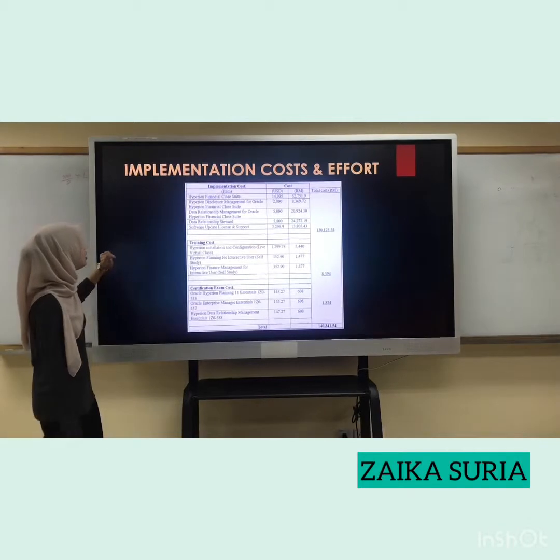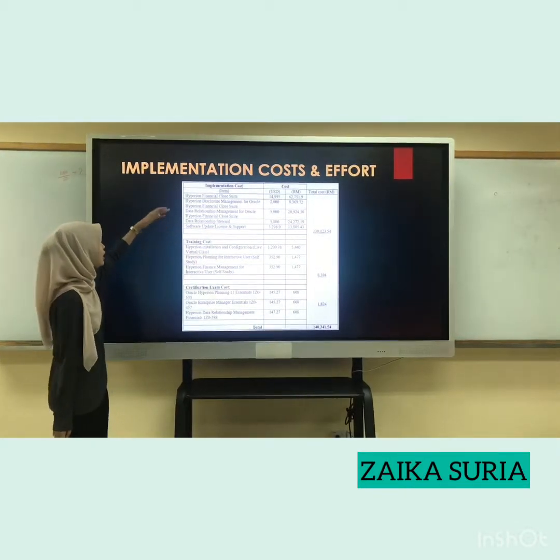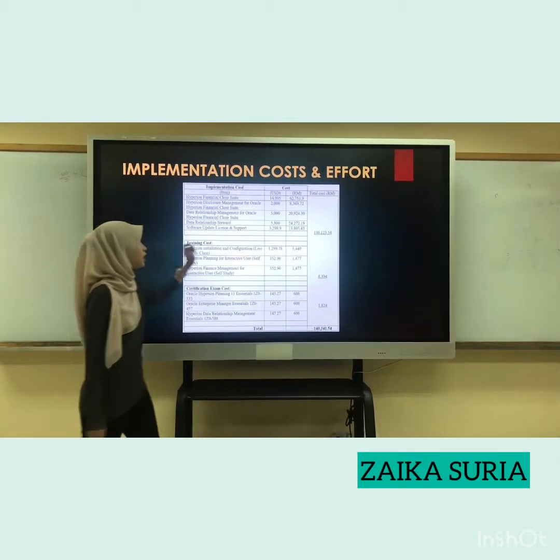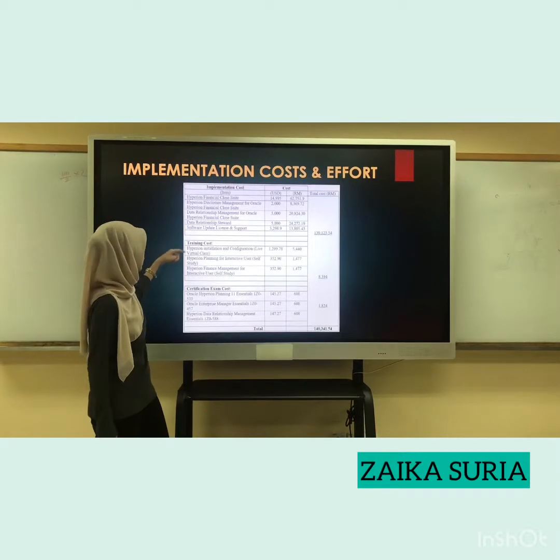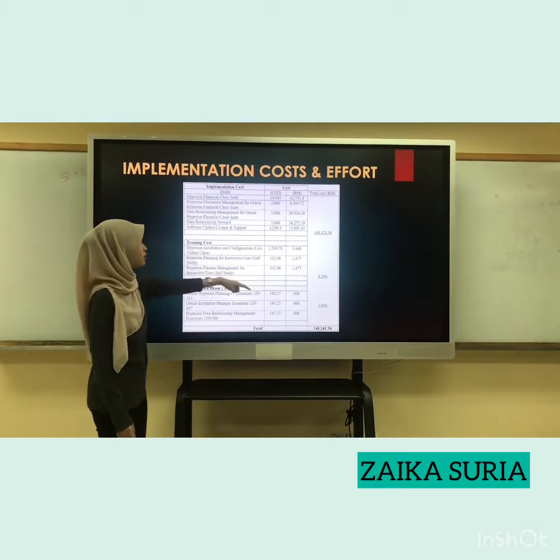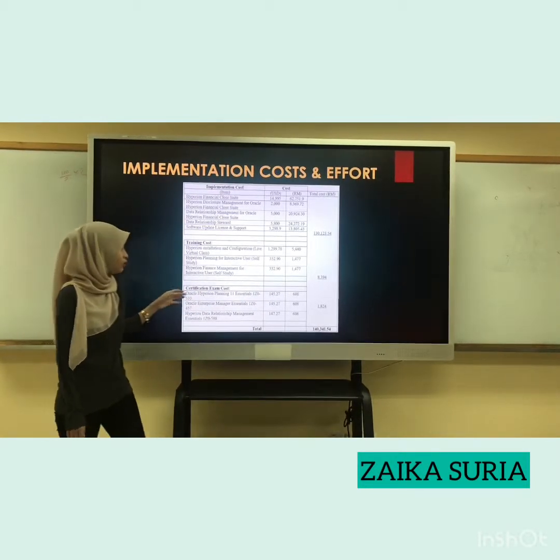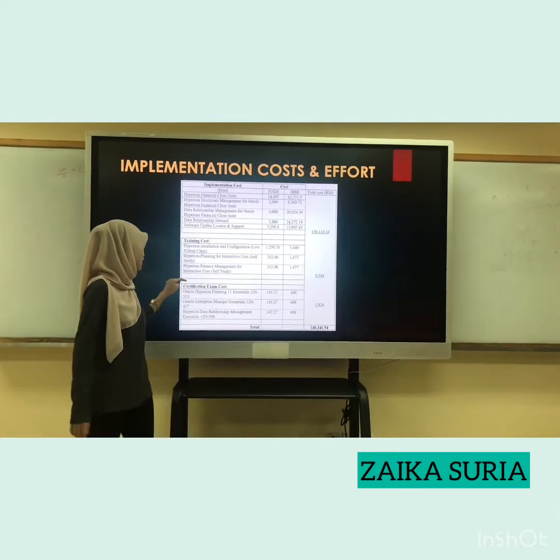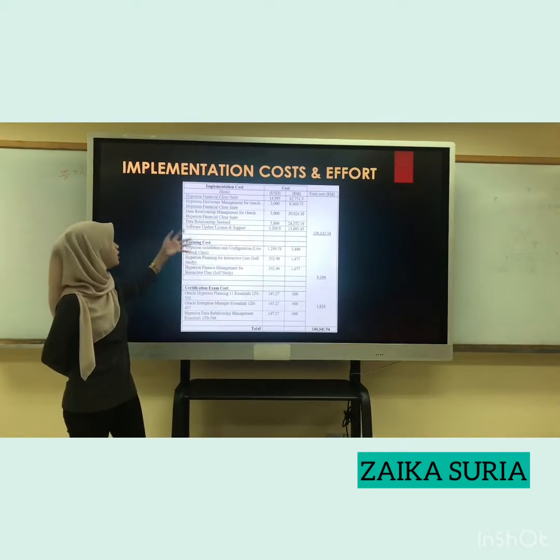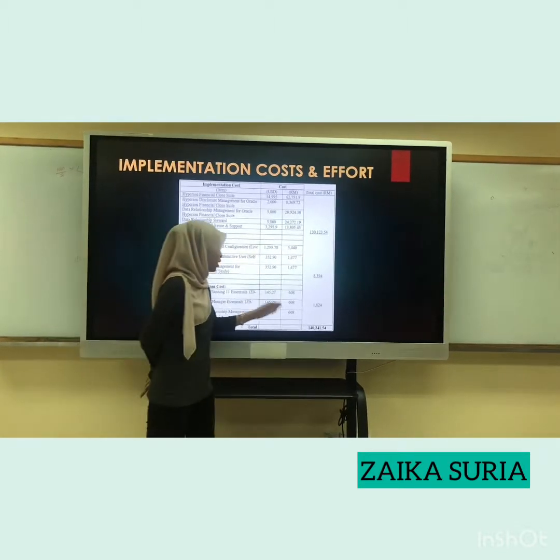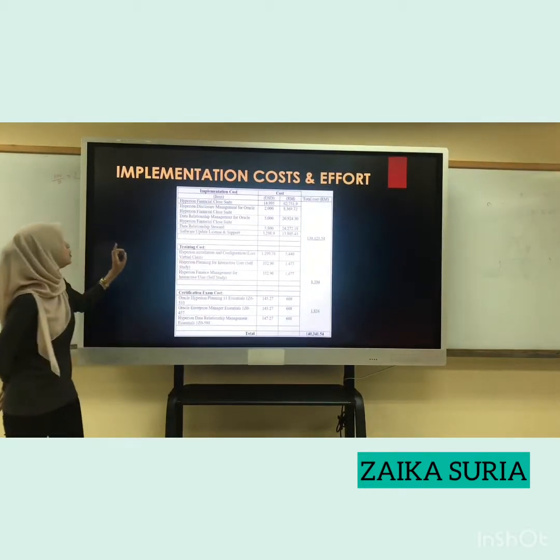Next is implementation cost. For item implementation cost, we use 5 items, and all the cost for these items is 130,000. For training cost, we use three trainings, and the total is 8,000. For certification exam cost, we use 3, and the cost for this certification exam is 1,824. And all the cost for this implementation is 140,000 something. So that's all for implementation cost and effort.